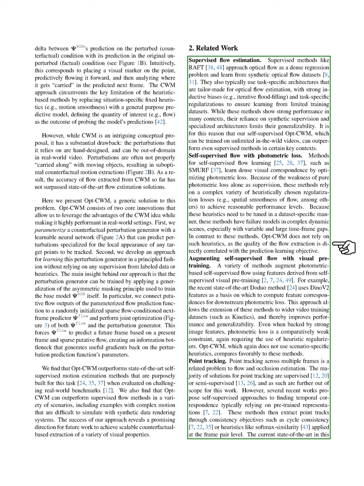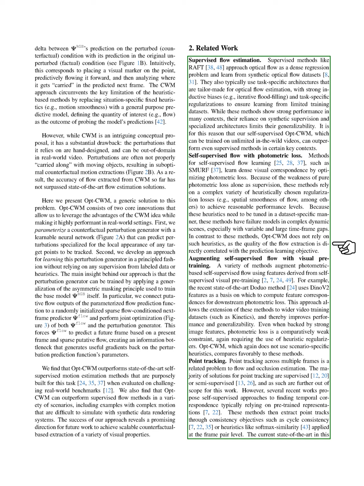In contrast, Opt-CWM does not depend on such heuristics, as the quality of flow extraction is directly linked to the learning objective. We also explore methods that enhance self-supervised flow with features from visual pre-training. For instance, the Dodwo method uses features from Dino v2 to compute correspondences for photometric loss, allowing these methods to work with larger video datasets like Kinetics, thus improving their performance and generalizability. However, even with strong image features, photometric loss remains a weak constraint, necessitating heuristic regularizers. Opt-CWM, which avoids scenario-specific heuristics, performs better than these methods.